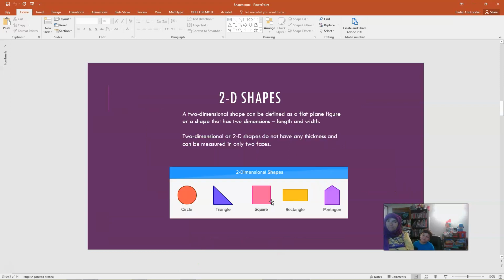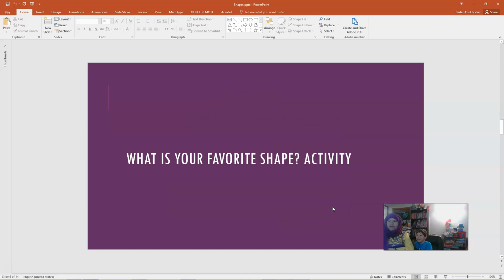Yeah. So 2D shapes are just flat planes and they can be measured using length and width. They don't have any thickness and can only be measured by their faces, so like the front and back only. They don't have the corners and other stuff that you need. Can you tell me what these 2D shapes are? Circle, triangle, square, rectangle, pentagon. Very good.